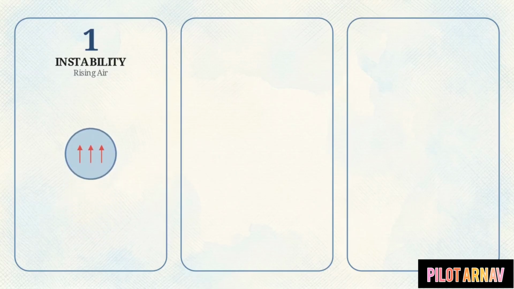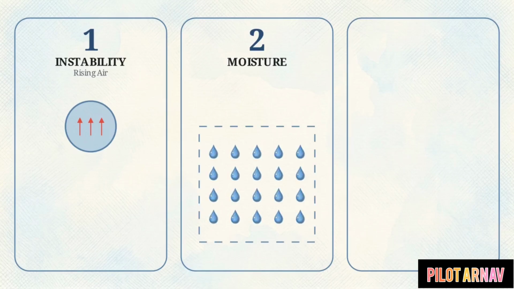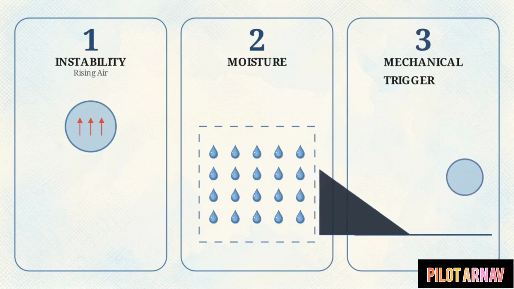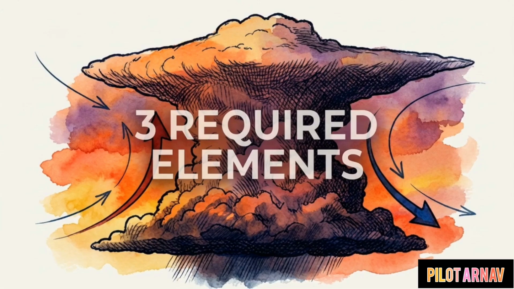The second prerequisite is moisture. The air must contain a high enough concentration of water vapor to form a dense cloud structure as that air rises. Finally, the air requires a mechanical trigger. Unstable air often remains stagnant until a physical force provides the initial upward push to set the cycle in motion. Without the simultaneous presence of instability, moisture, and a trigger, the thermodynamic process required to build a cumulonimbus cannot begin.